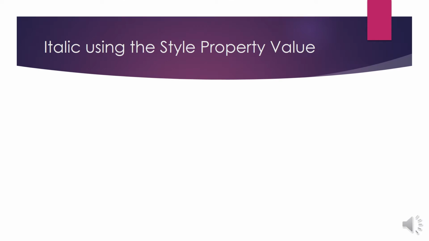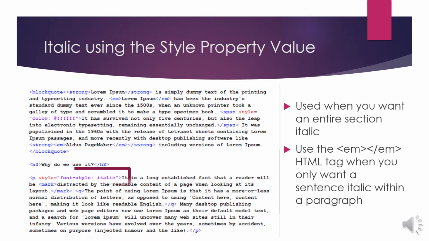All right, in chapter 1, you learned how to use the EM paired tag to italicize a word or a phrase on a page. There is a style property value that you can use also when you want to make an entire section italic. If you notice the difference between the two, if we go to the top, you're going to see the EM where it only italicizes 2 words. If I go down to the paragraph tag and add the style equals font-style colon space italic, it will italicize this entire page.